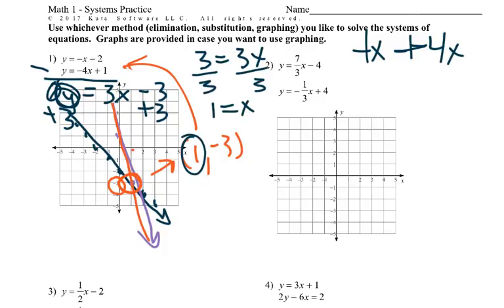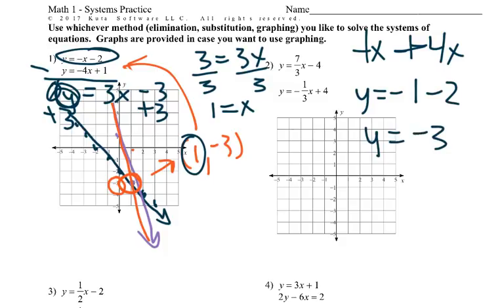There's our x. Then we take one of these equations, replace the x with a 1, and then we simplify. -1 minus 2 is -3. There's our y value. There's our answer in elimination.